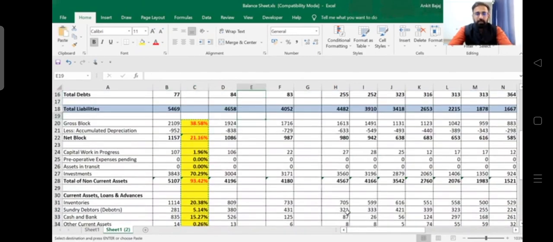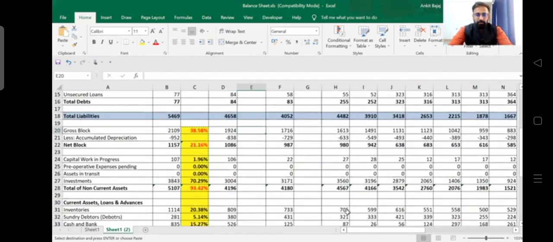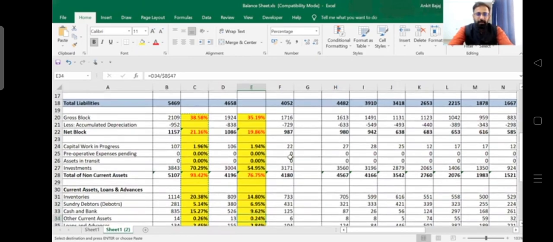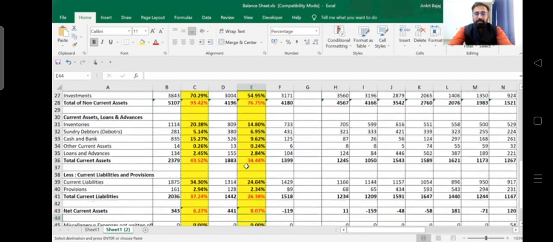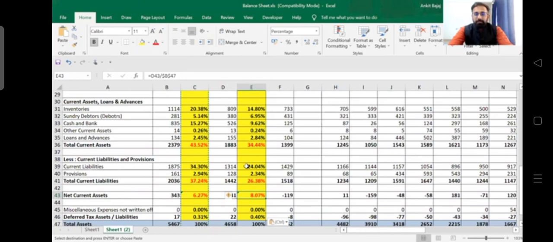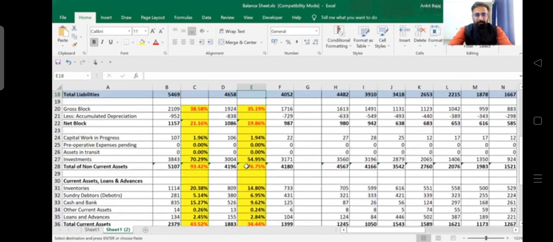So let's suppose I take now the year 2020, right? So if you see here, what will the data be? We are getting almost the same information. What has the company done? The company has invested 76.75% of its money in non-current assets, and here if you see, the company has invested 8.07% of its money in working capital, right? So you can see this data and you will get a better idea.